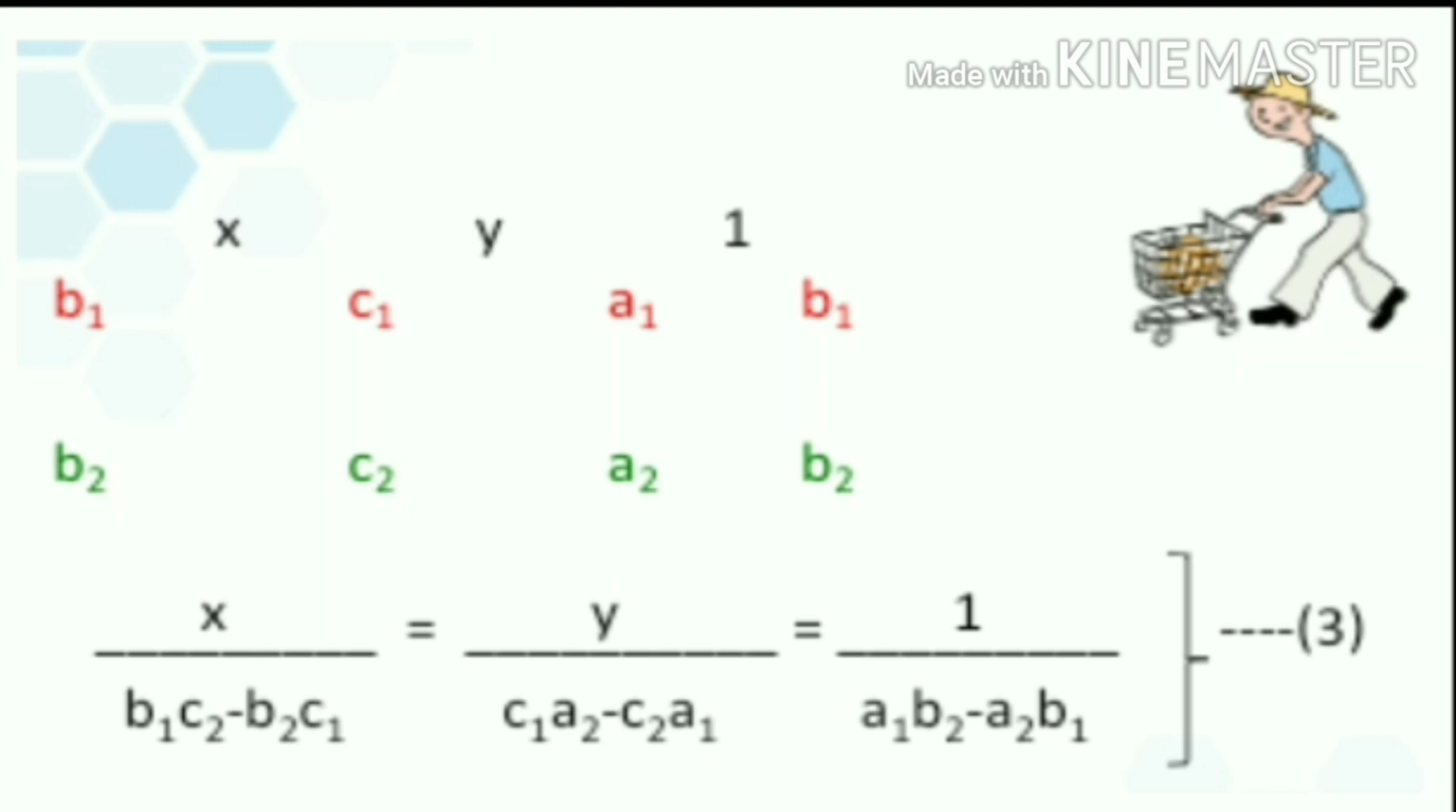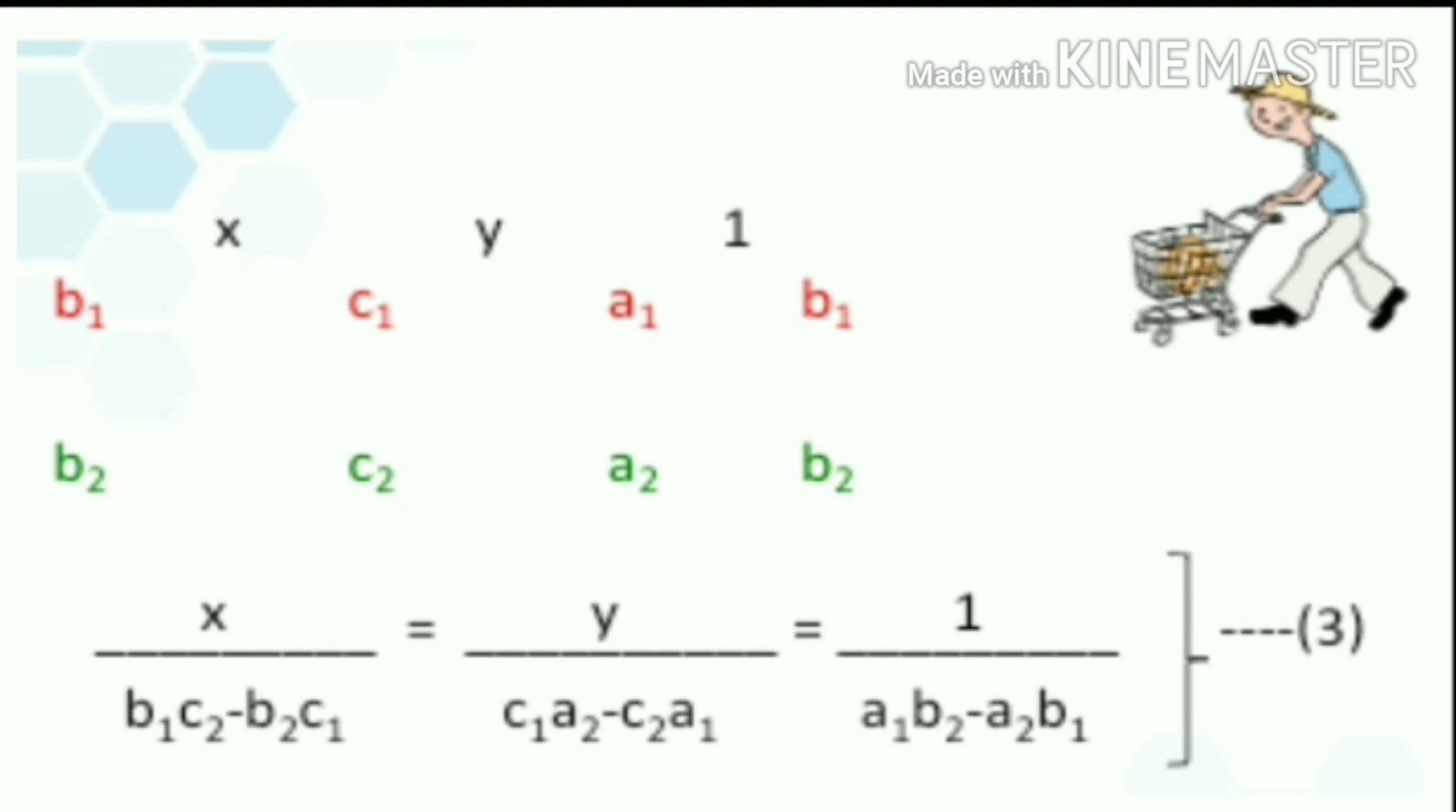Now what will we do? We need to cross multiply. Why? Because the name of the method is cross multiplication. So in cross multiplication, you know what is written first? x. So we have written x here. Now b1 into c2, that is written here: x upon b1 c2, and minus. Now we will take the next one, that is b2 c1. So x upon b1 c2 minus b2 c1, you can see it is written here.